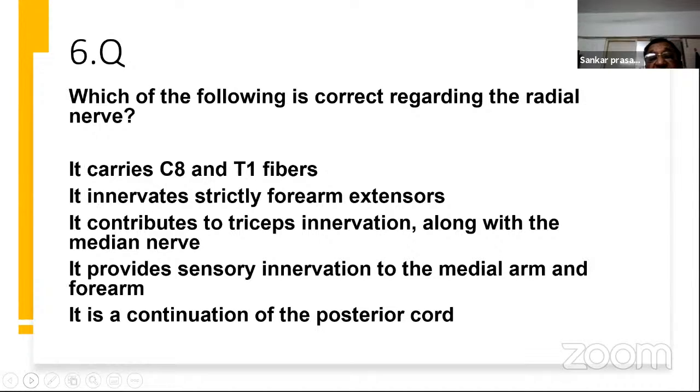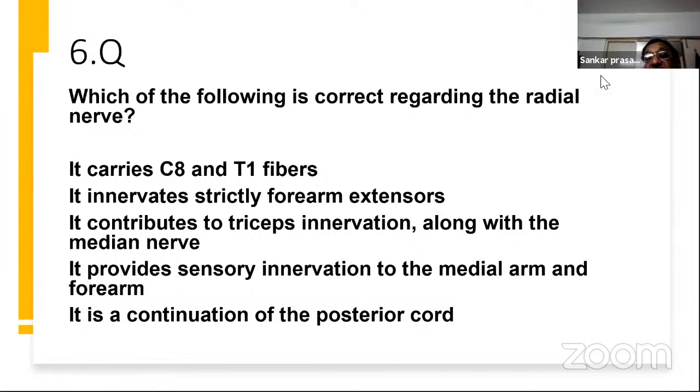And which of the following is correct regarding the radial nerve? It carries C5 to T1 fibers. It innervates strictly the forearm extensors. It contributes to triceps innervation along with the median nerve. It provides sensory innervation to the medial arm and forearm. It is a continuation of the posterior cord.